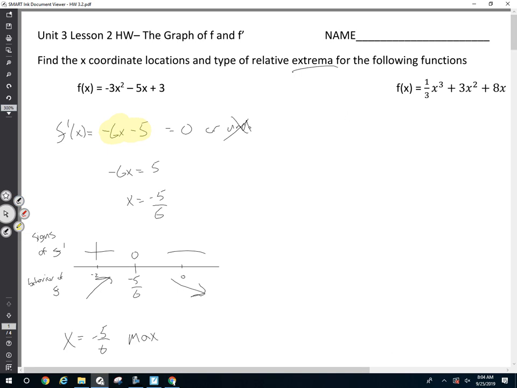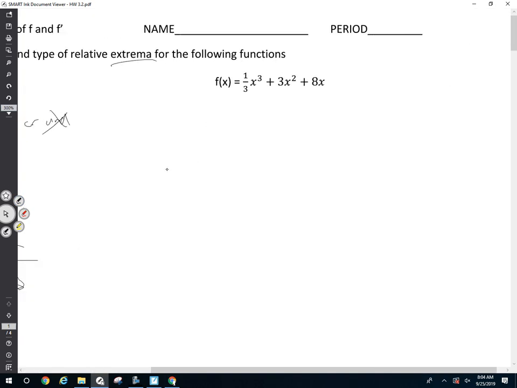All right, let's look at our next function. Cubic function. Take the derivative. 3 times 1/3 is just 1. x squared plus 6x plus 8. We'll set that equal to 0 or see when it's undefined. I don't have to worry about it because there's no denominator. (x plus 4)(x plus 2). x is equal to negative 4, negative 2. Those are possible locations of maxes and mins.